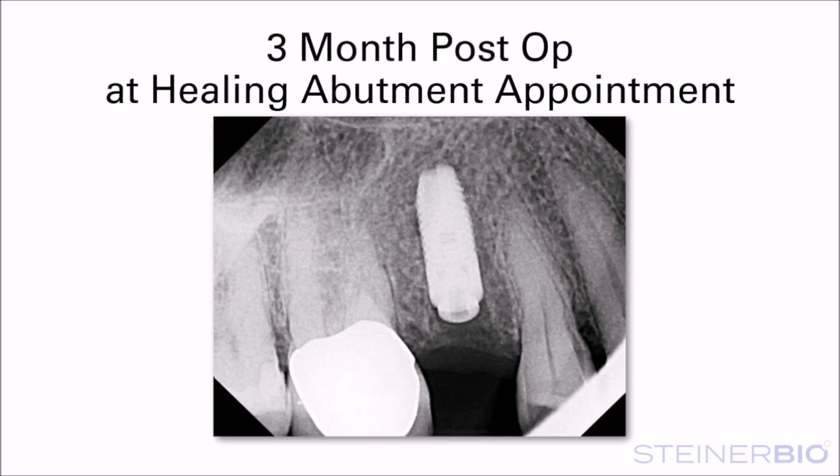This is the 3-month post-op that we just showed you before clinically. This is radiographically. This is the time we placed the healing abutment. And you can see what happened here. This implant was simply floated in graft material. The surrounding bone grew into our graft material. The osteoblasts were stimulated. Those osteoblasts grew onto the surface of the implant, integrated to the implant, and now we have healthy vital bone supporting this implant.